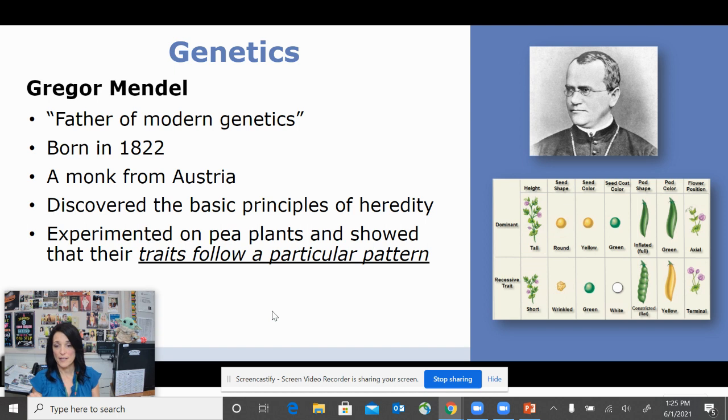So he was gardening and looking through his garden and making observations about the pea plants, and he noticed that there were traits that followed a specific pattern. Based on this information, this is a very simplistic explanation, but this is how we know what heredity and genetics is today. He came up with the dominant and recessive traits. He realized that some showed up more often than not, and he noticed that there was a pattern to this.